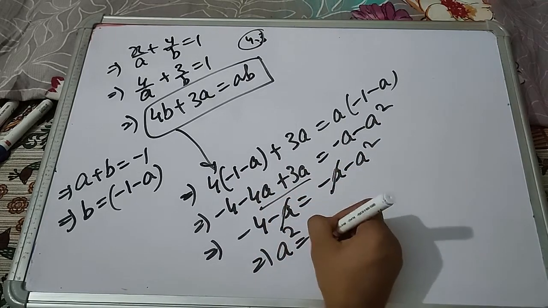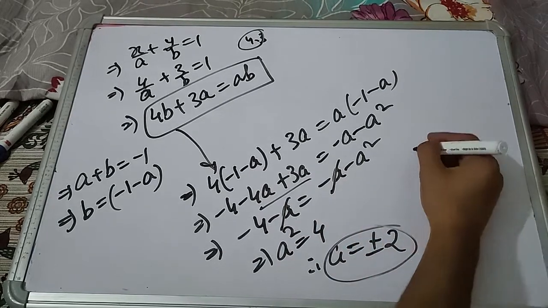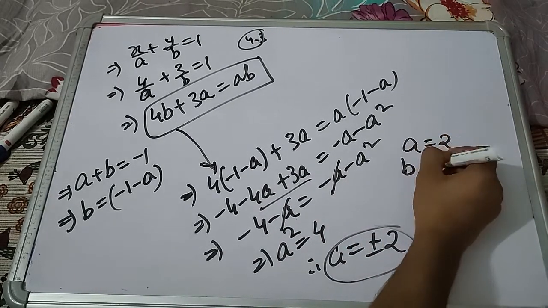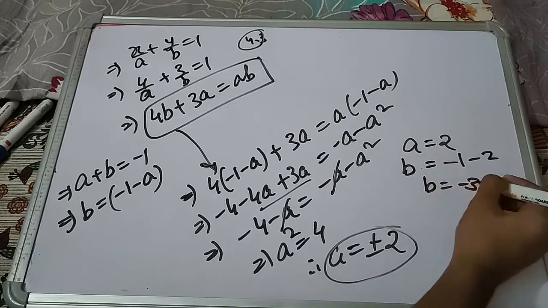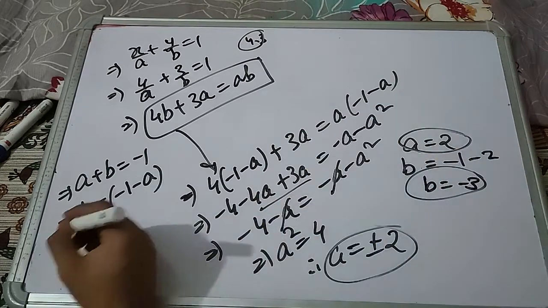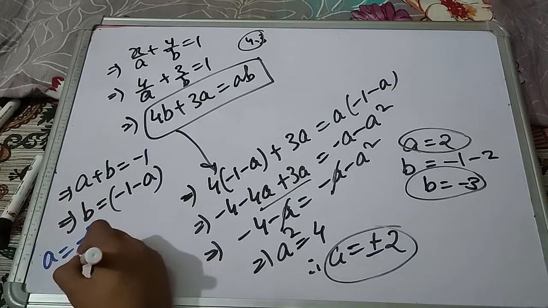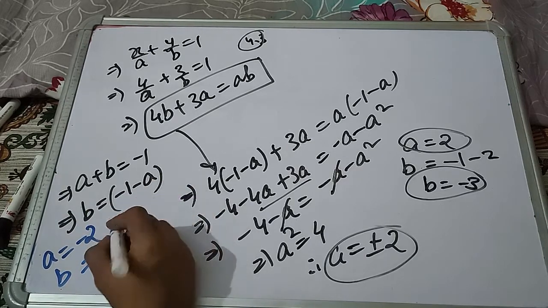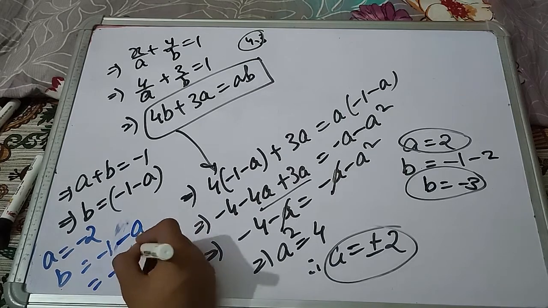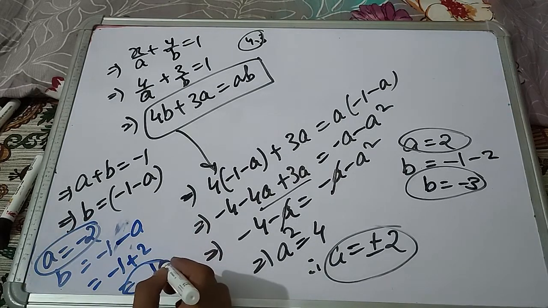A square equals 4. Therefore, a equals plus minus 2. And if a equals 2, b equals minus 1 minus 2, that is b equals minus 3. The other set of answer is, if a equals minus 2, then b equals minus 1 minus a, minus 1 minus a. So this is minus 1 plus 2, this becomes 1. The a is minus 2 and b is 1.